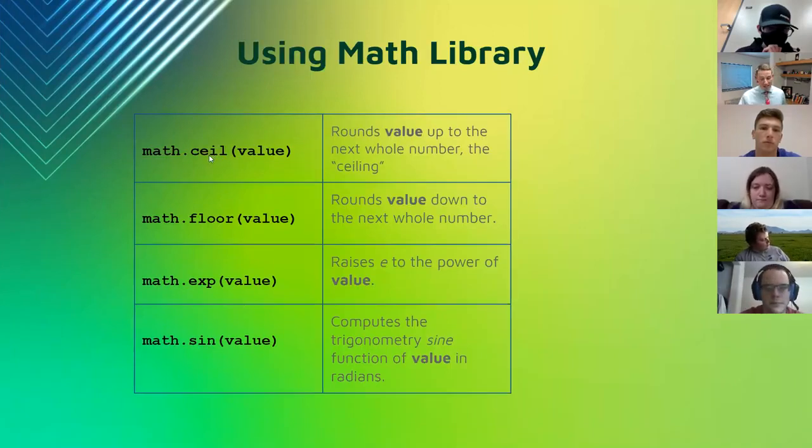We already talked about math.ceil, which will round or force a number to round up. We talked about math.floor, which will force a number to round down. Any idea on how these might be used in the real world? Like what would be a good use case for using math.floor? Why would we want to force something to round down?